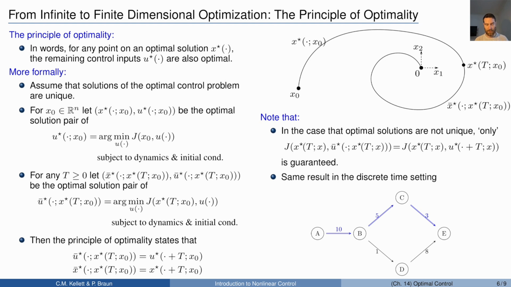Here, since this is a simple example, we can calculate that from A to E, the cheapest path is going from A to B to C to E. So then if I ask the question, what is the cheapest path to go from B to E? Well, then it also needs to contain this component of the optimal solution from before, giving the same representation here, that the tail of the overall optimal solution is again optimal.